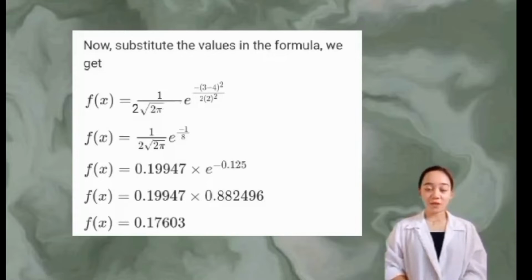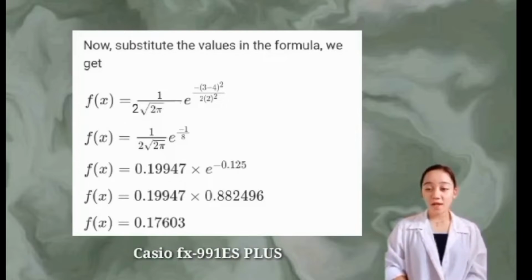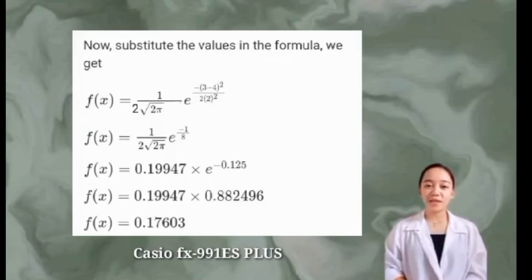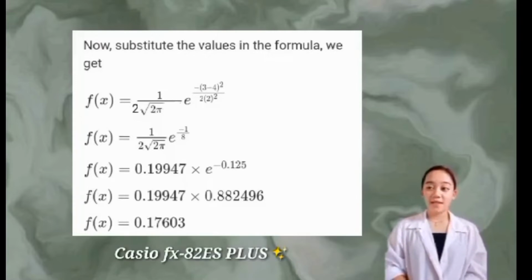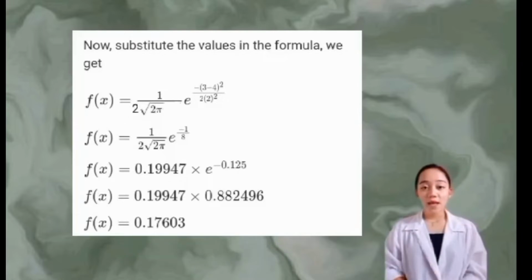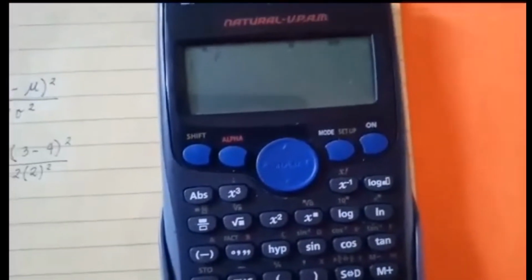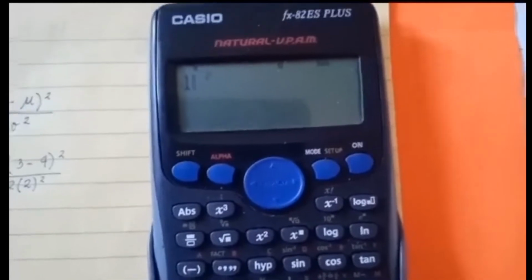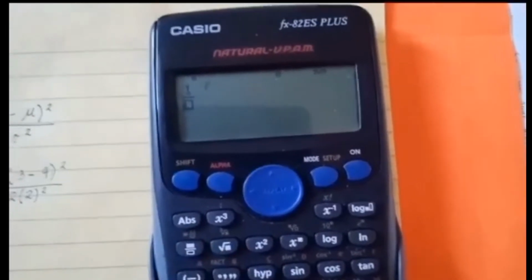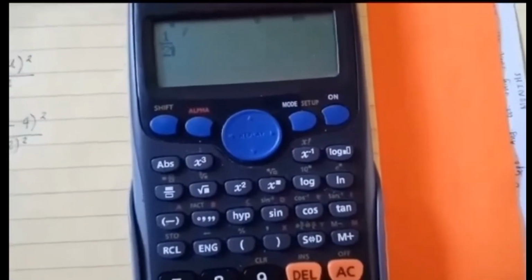using a scientific calculator. So according to my source, it is easier if the scientific calculator we use is the Casio FX 991ES. But since I only got a Casio FX 82ES Plus calculator, I will still show you how I use it. Here is the demonstration of how I use my FX82ES Plus calculator. If you have the same calculator as mine, then this tutorial is for you.